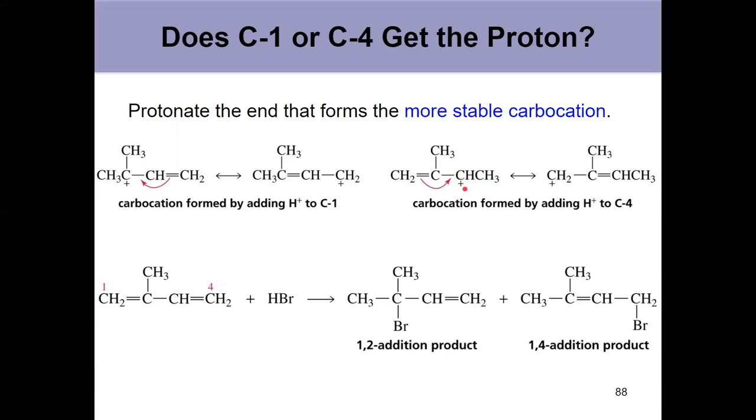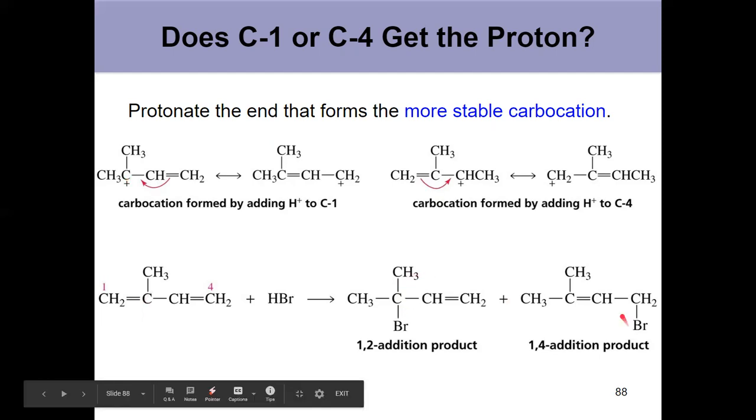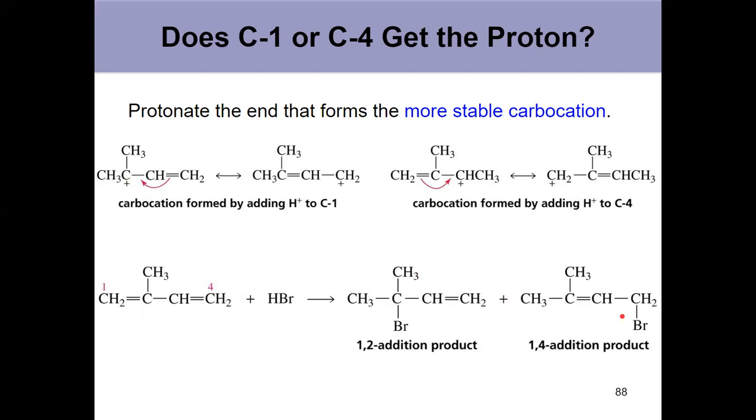Looking at the resonance contributors, this is a secondary in resonance with a primary, and over here, this is a tertiary in resonance with a primary. Of course, the one with the tertiary and the primary is favorable compared to the secondary and the primary. So that's going to control your product there. I choose the pi bond that's going to give me the more stable carbocation, tertiary in this case, and then I can make the 1,2 addition product or the 1,4 addition product.